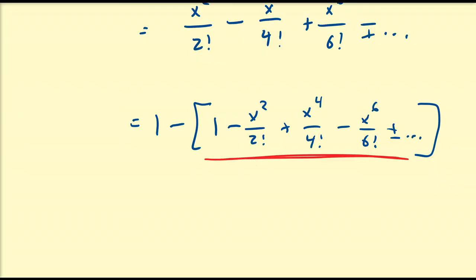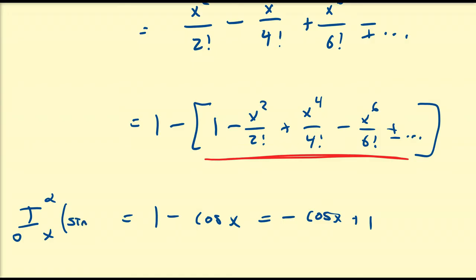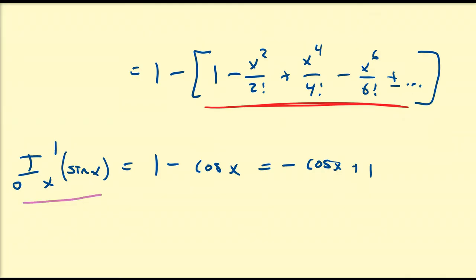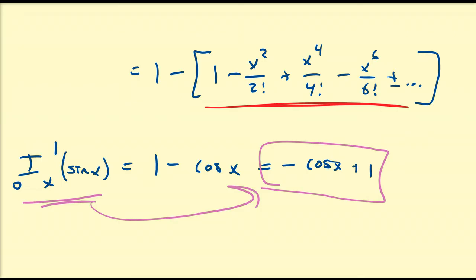So we know this is just the Taylor series for cosine. So this is going to be equal to 1 minus cosine x, or negative cosine of x plus 1. So this is the Riemann-Liouville fractional integral with base point 0 of the function sine of x, where alpha is equal to 1. So the integral of sine is equal to negative cosine plus 1.